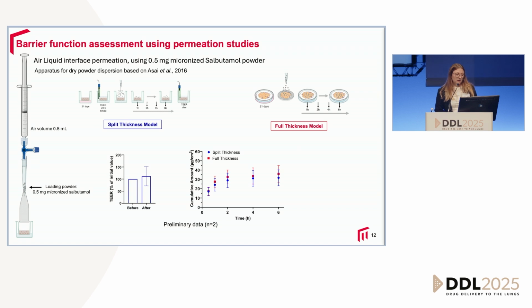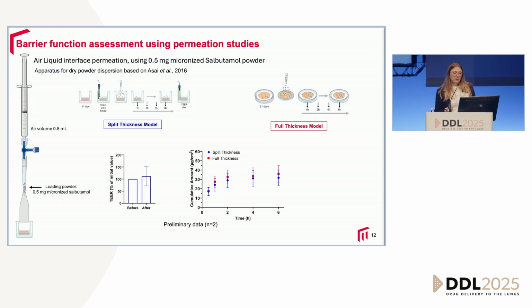For the TEER of the split thickness, we could see that after the permeation, we had roughly the same value, meaning the air-liquid permeation did not affect the resistance. But these are still preliminary data. For the permeation of salbutamol, we had the same from split thickness to full thickness. But it was 5 times higher than on liquid permeation.